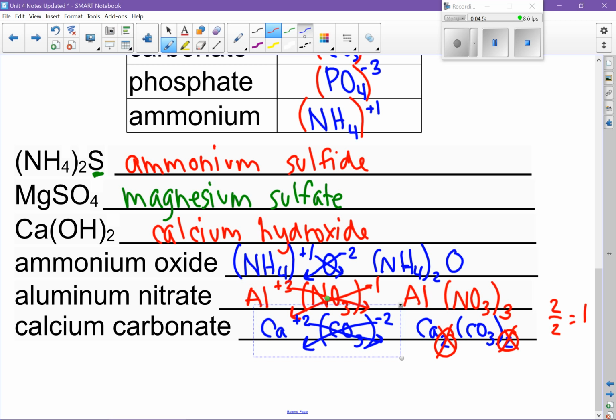So this formula becomes Ca(CO3). Now, another option would be to write CaCO3 with those parentheses. Both of those are wonderful. So if you just write those parentheses, you're never going to be wrong. Alright, now your next job is to try the practice questions on the bottom all by yourself. Try it. You can do it.